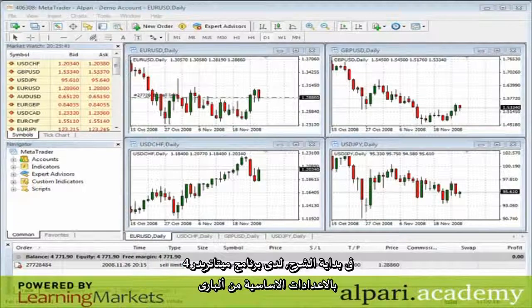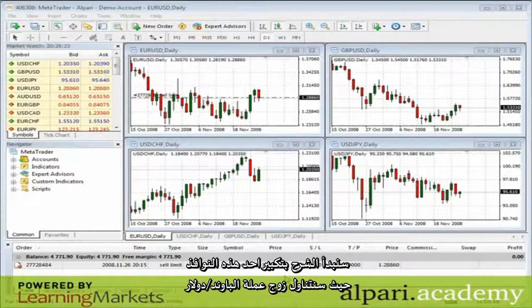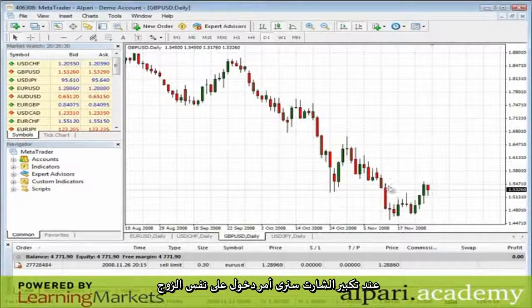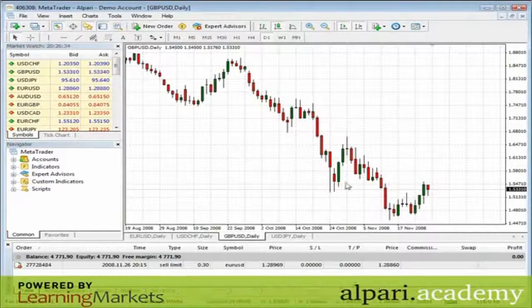To start our discussion, I have the MetaTrader 4 application open and I have the default layout from Alpari ready to go. Why don't we start by maximizing one of these charts. I'm going to use the pound-dollar exchange pair. We can expand that chart, and we're going to be looking at entering an order here on the pound-dollar itself.